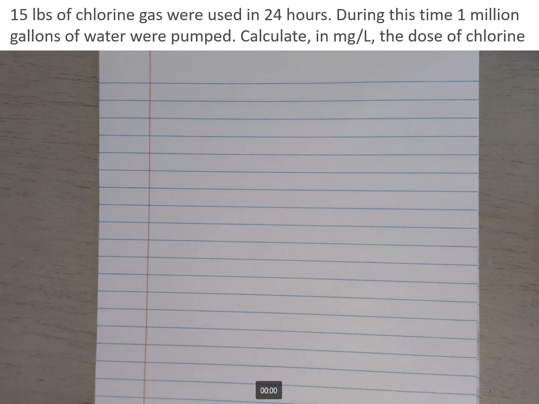So let's take a quick look at one of the basic chlorine dosage calculations. The first one is going to be dealing with chlorine gas. The problem statement: 15 pounds of chlorine gas were used in 24 hours. During this time, 1 million gallons of water were pumped. Calculate in milligrams per liter the dosage of chlorine applied.